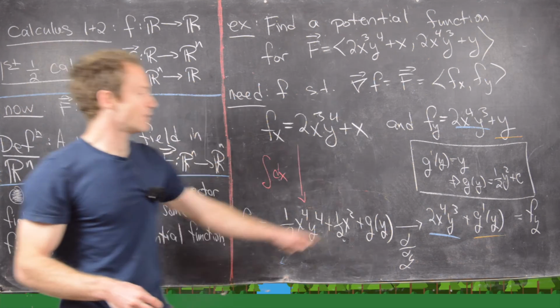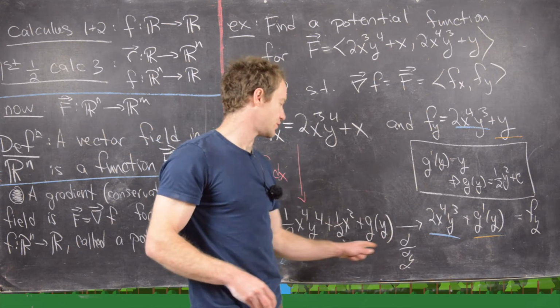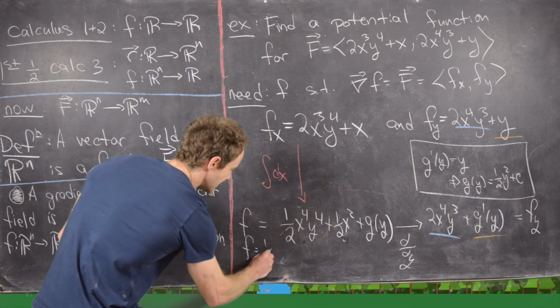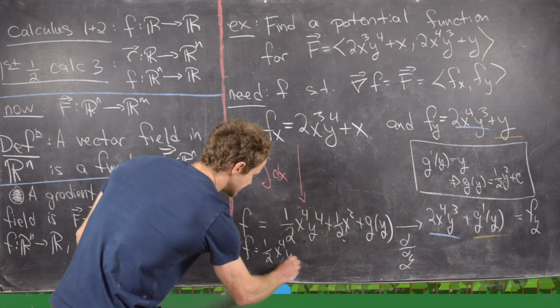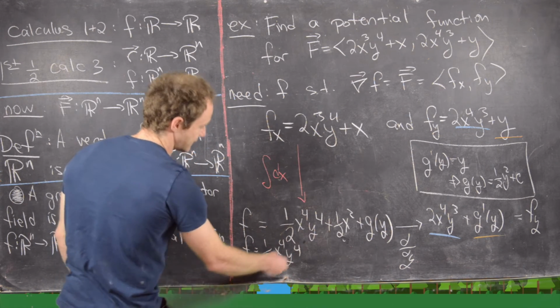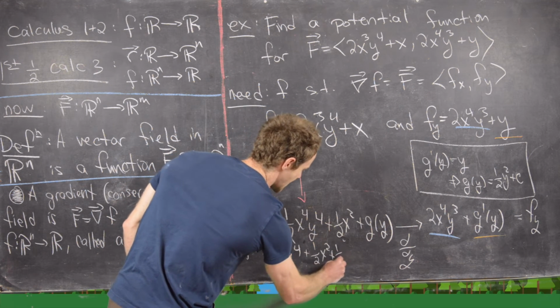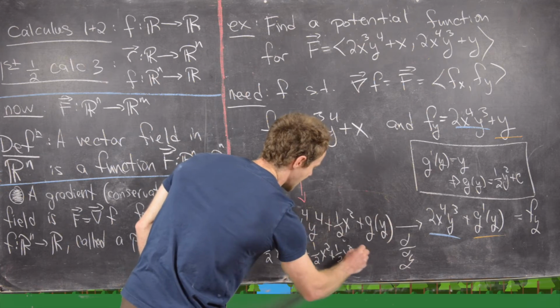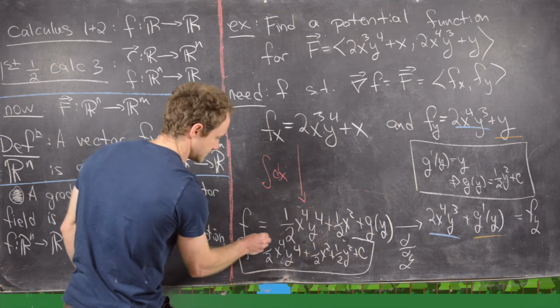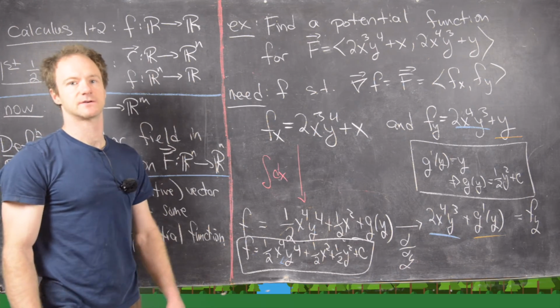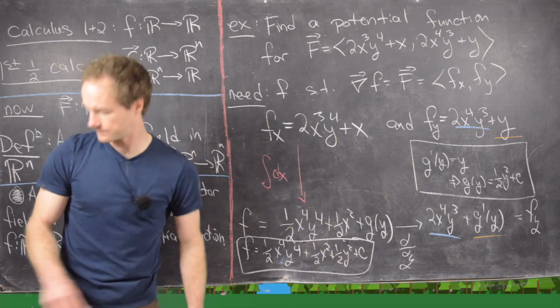Okay, so now what we can do is we can put this value of g into this function, and that will give us our potential function. So we have 1/2 x to the fourth y to the fourth plus 1/2 x squared plus 1/2 y squared plus a constant. And that is the final answer. Okay, we'll do one more example.